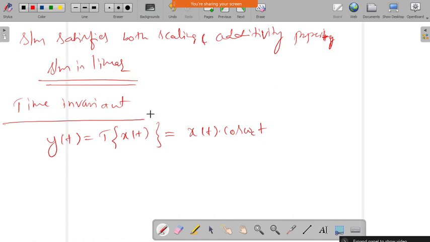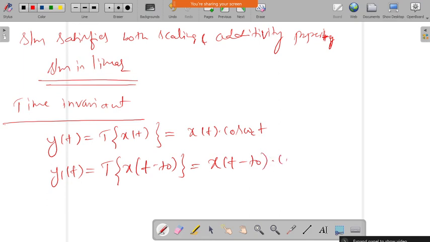Now what will happen? I will shift the input signal x of t. I will take that as y1 of t. I will shift only the input signal, x of t minus t naught. Only I will shift the input. So the output will be x of t minus t naught into cos omega c t.